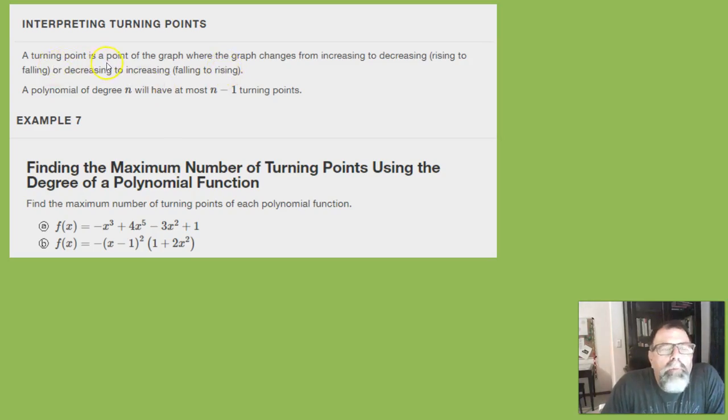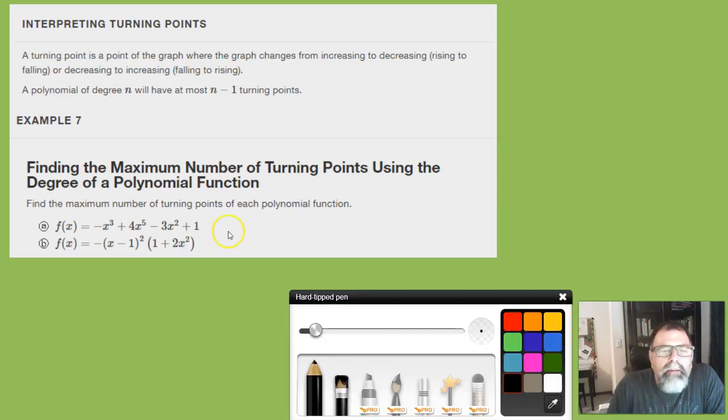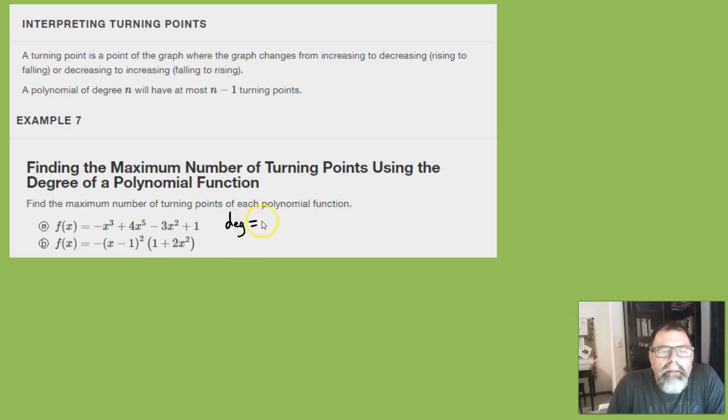And again, a turning point is a point of the graph where the graph changes from increasing to decreasing, or decreasing to increasing. A polynomial of degree n will have at most n minus 1 turning points. So that should be review. Example 7, find the maximum number of turning points for each polynomial. Okay, so the degree is equal to 3. So that tells me that 3 minus 1 is 2 maximum. So a maximum of 2 turning points.